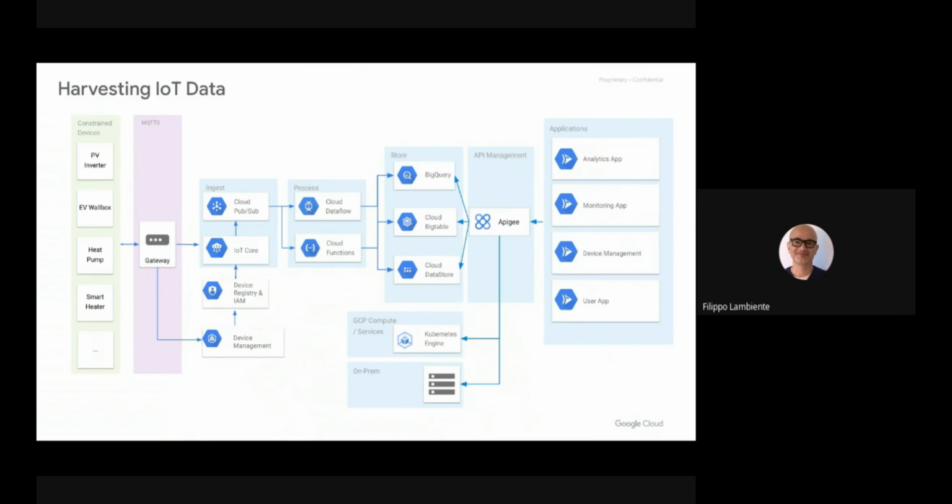So this is something where we see Apigee as a way to expose and make available information collected from devices, both industrial IoT and also consumer IoT.